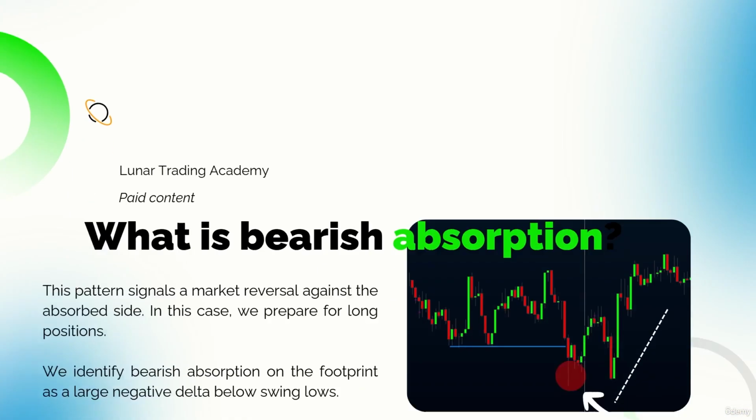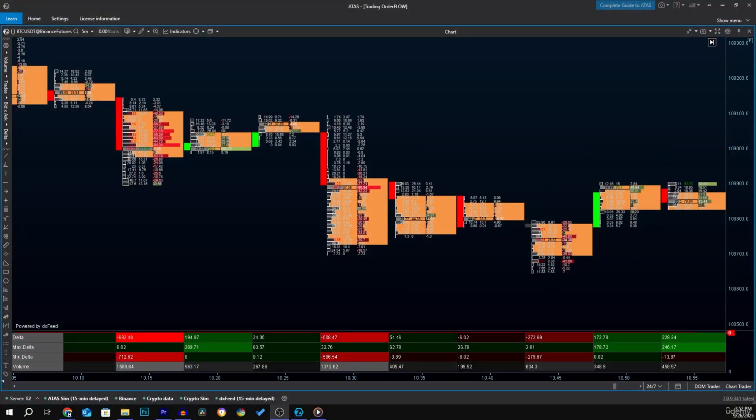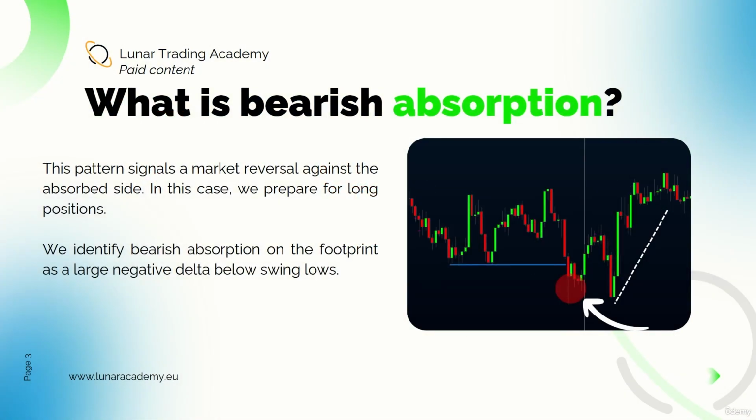Ideally, we want to see bearish absorption at strong key levels from higher time frames. On the footprint chart, we can recognize bearish absorption through a large negative delta without any significant move to the downside. All of that supported by big volume.